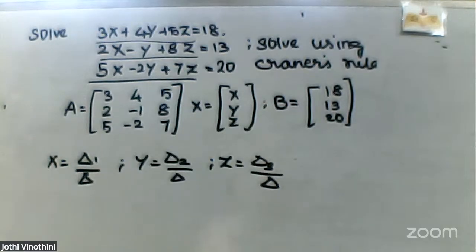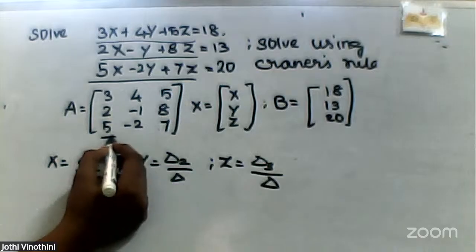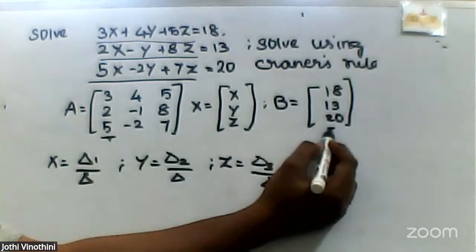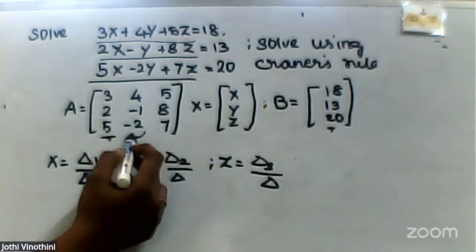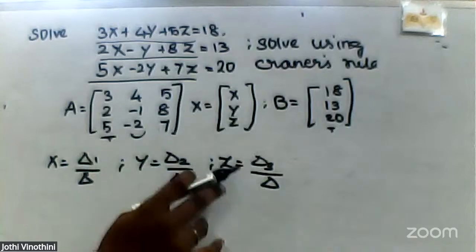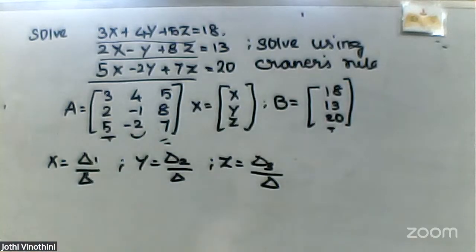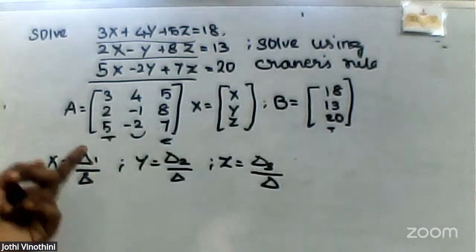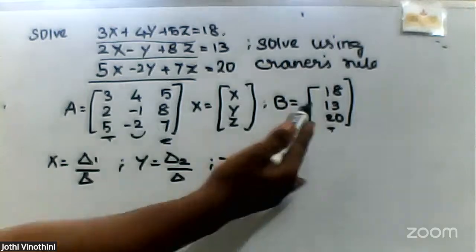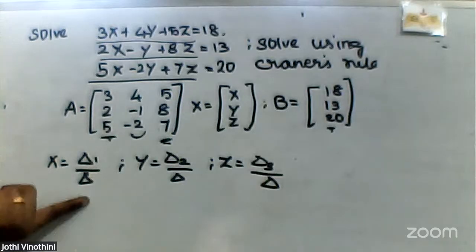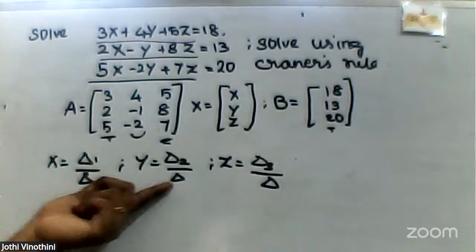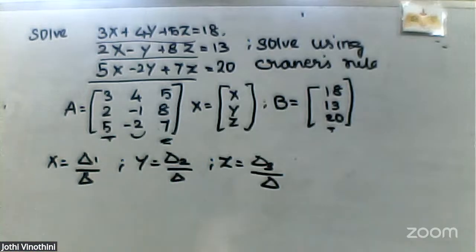They are simple. Here we have a matrix A. If I am going to find del 1, we replace the first column by the elements of B. For del 2, we replace the second column by B. For del 3, we replace the third column by B. Whatever the del number, we replace that particular column with the elements of B. And to find x, y or z, we divide del 1, del 2, del 3 by del.